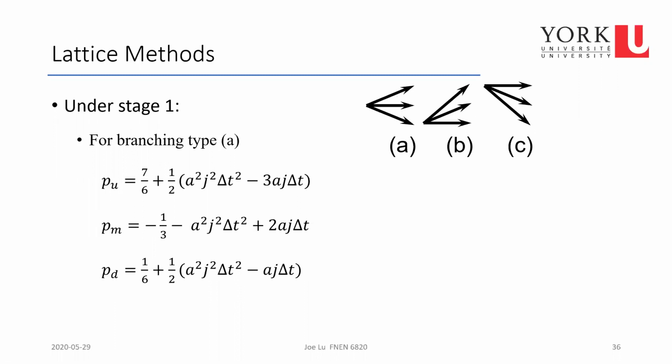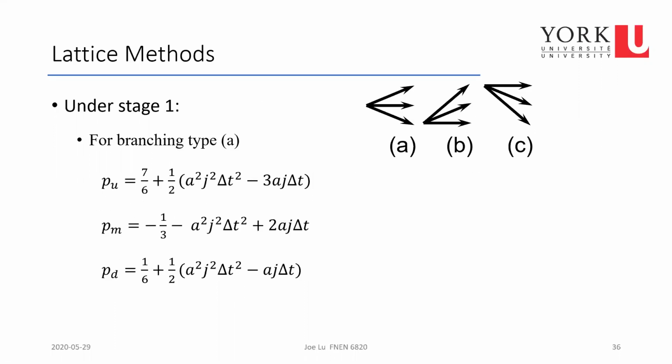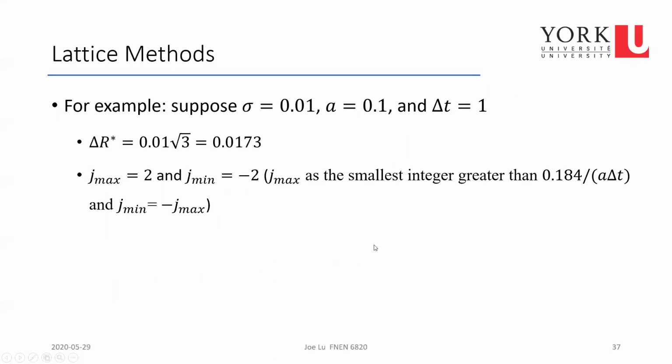Now you can also do the same thing for, actually there's a typo here. This shouldn't be type A, this should be type C. So for type C, you will have this probability being calculated. Okay. So I'll illustrate with an example in the next video.